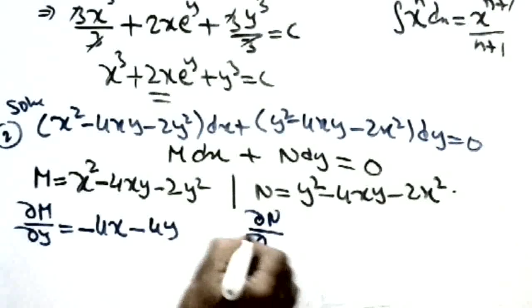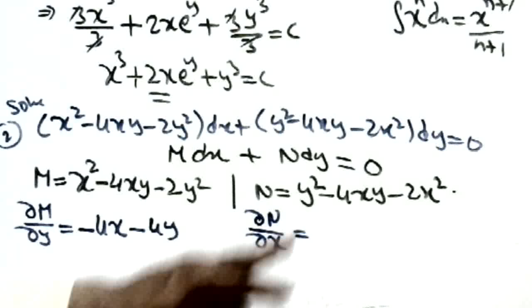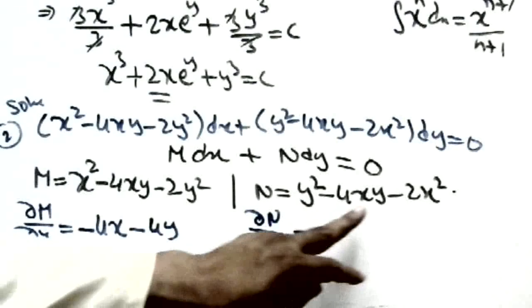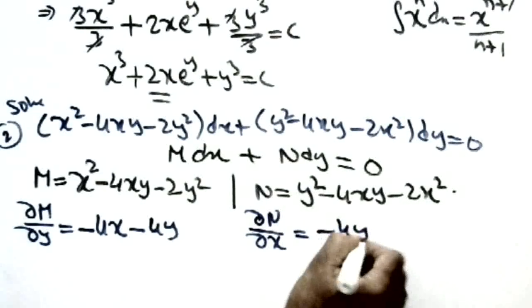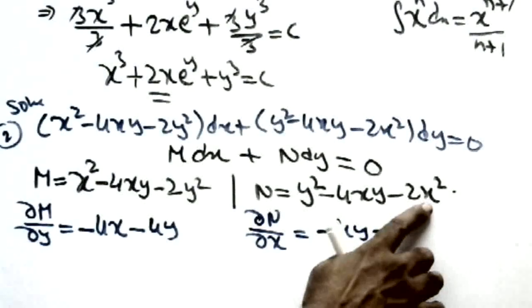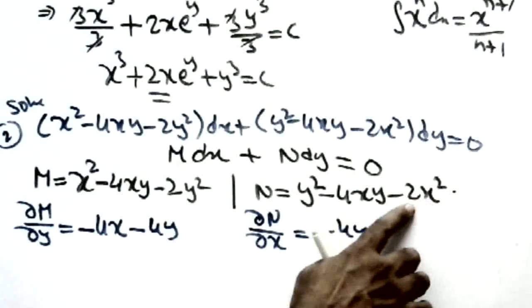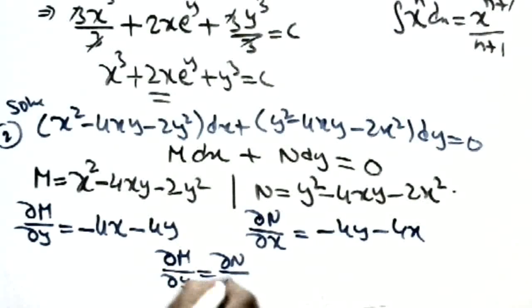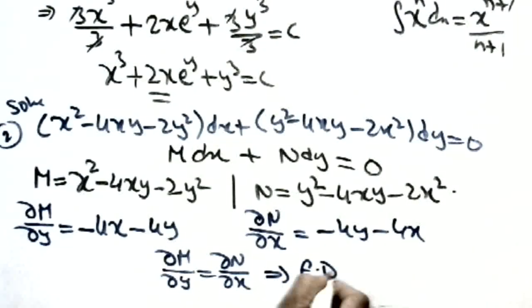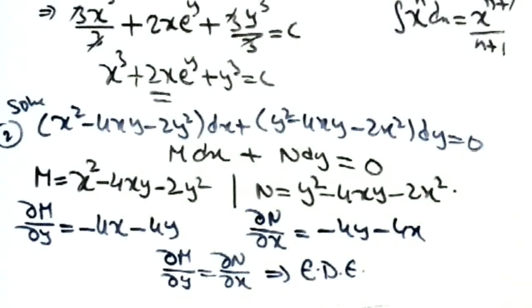Let me differentiate ∂N/∂x with respect to x. We don't have x in the first term, so it becomes 0. Now d/dx of x is 1, so 1 into −4 is −4y. Differentiation of x² is 2x, so 2 into 2 is −4x. Now we get the same values for both. So therefore, ∂M/∂y equals ∂N/∂x, which implies it is an exact differential equation.